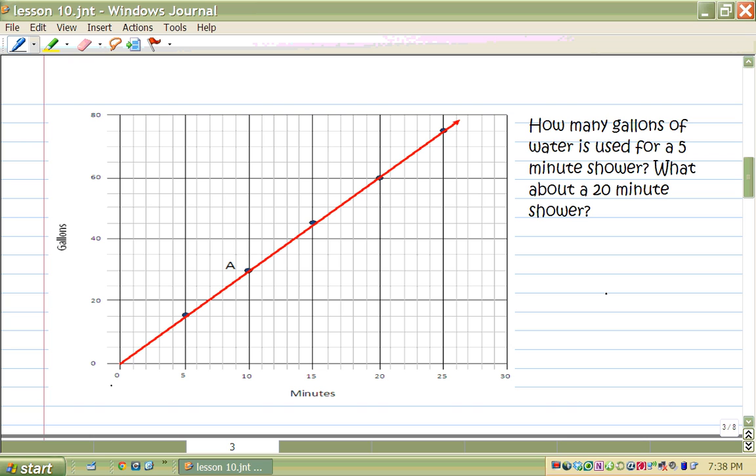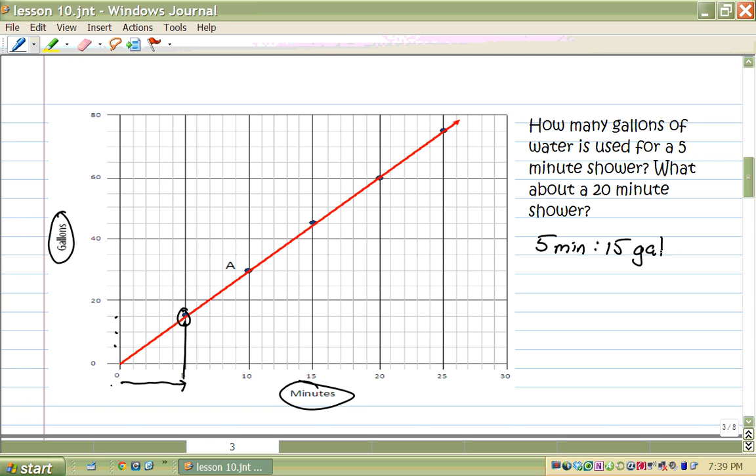Okay, for a 5-minute shower, what you do is you start here, because this is minutes, you go out to 5, and then you go up to the graph. And there is my 5-minute shower. And what line is that? It's 5, 10, 15, and label gallons. So for a 5-minute shower, 5 minutes, 15 gallons.